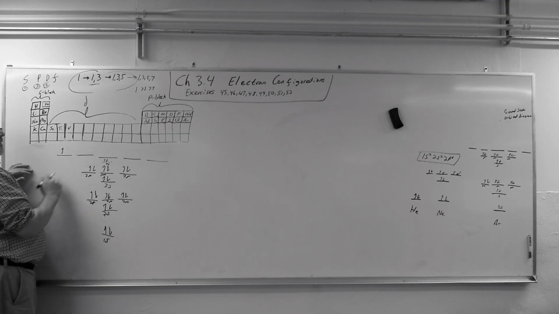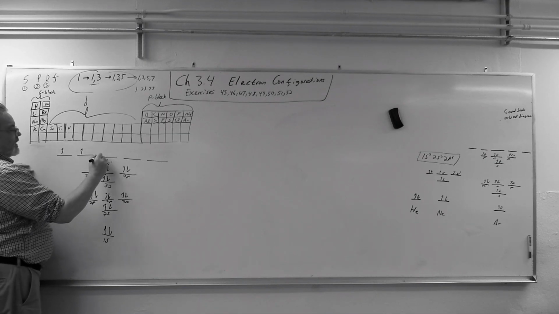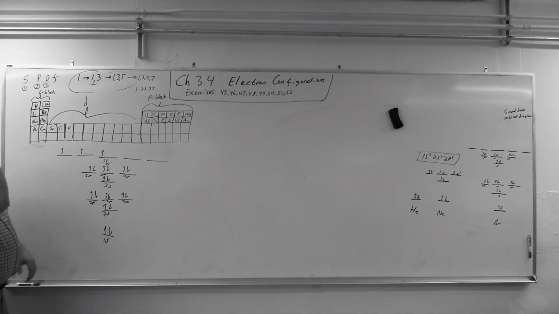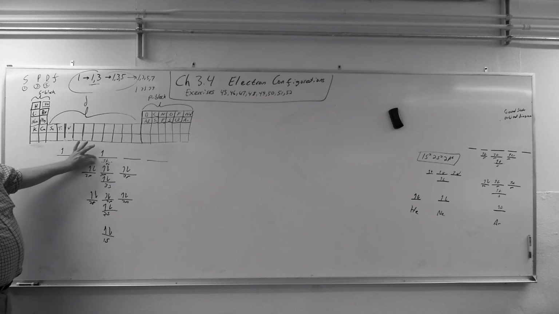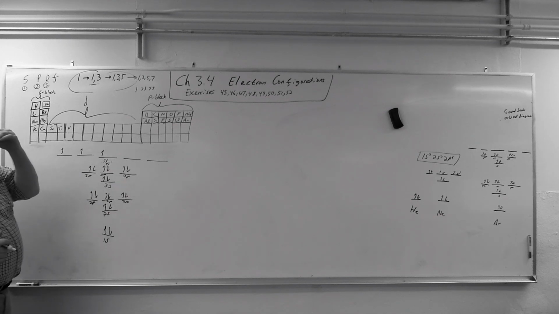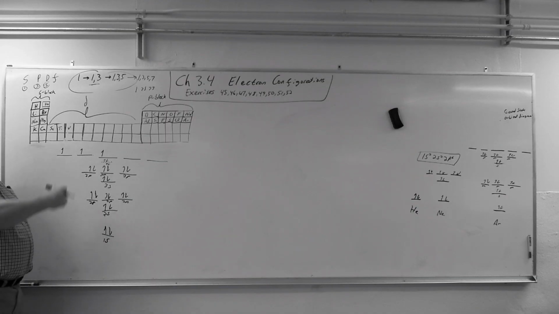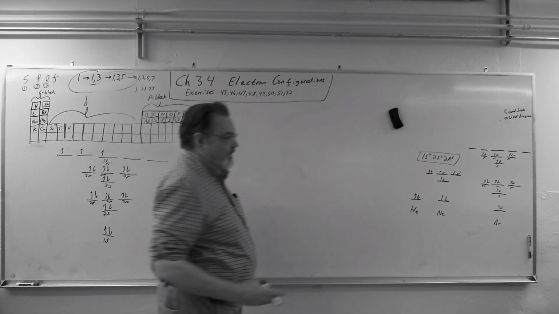Here's the configuration of scandium. Here's titanium. Here's vanadium, and I'm really going to stop there because things kind of get weird here. These are so close in energy, the 4s and this, that things get weird, so I'm just going to stop there. But you see what's going on. So, periodic table configurations, electron configurations.